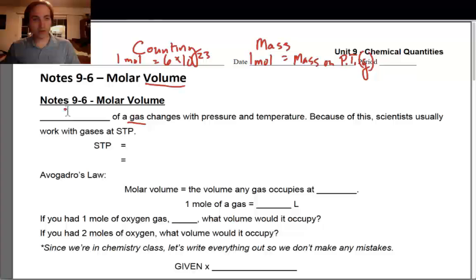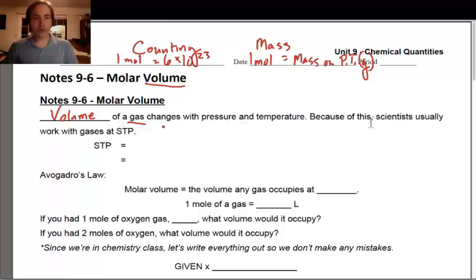Okay, and the key idea that you need to understand is that the volume of a gas changes with pressure and temperature. In other words, if I increase the pressure, the volume of the gas is going to shrink. If I release pressure, the volume of the gas is going to expand. If I increase the temperature, gas will expand. If I cool a gas down, a gas will condense or take up less volume. So that's the problem that we deal with as scientists, is that if these two values change, the volume will change.